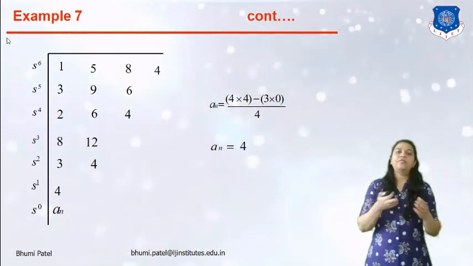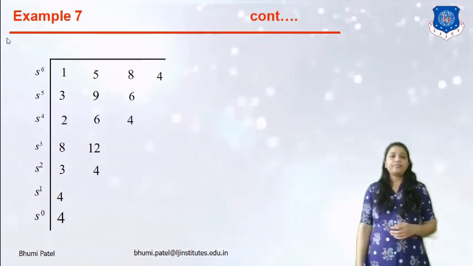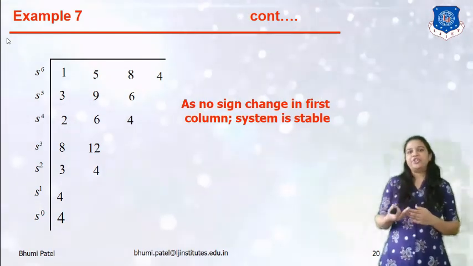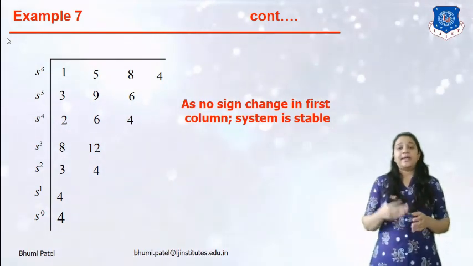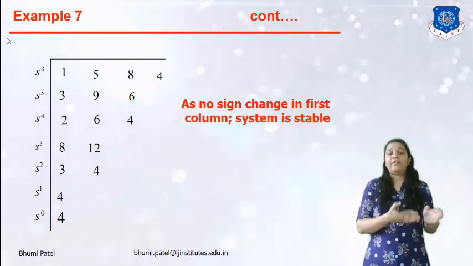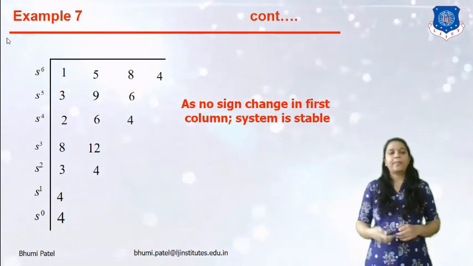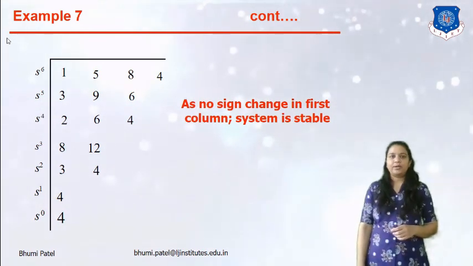So put the value of an in the routh table and check the first column. Here there is no sign change in the first column. That means all the roots are in the left half of the s plane. So this type of system is known as a stable system.